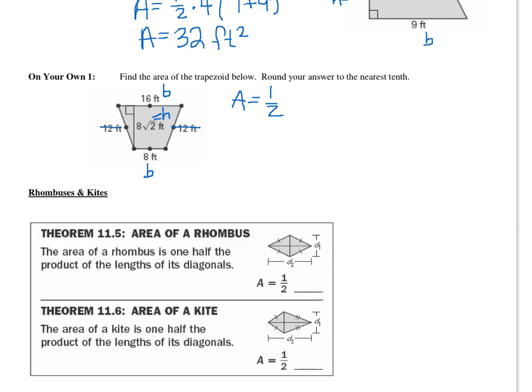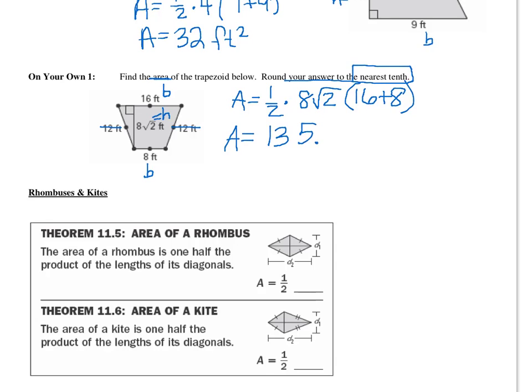Again, it says find the area of the trapezoid, round to the nearest tenth. We got to remember nearest tenth. So area equals 1/2 times my height, which is 8 square root of 2, times my sum of my bases of 16 plus 8. And if you put that into your calculator just like that, you should find that your area equals 135.8, and then my unit would be feet squared.